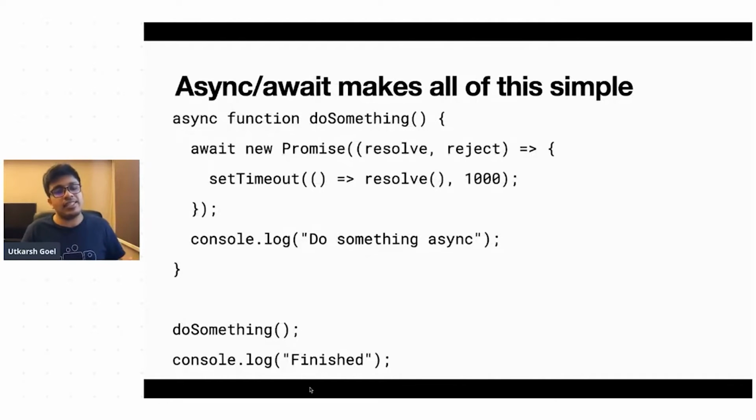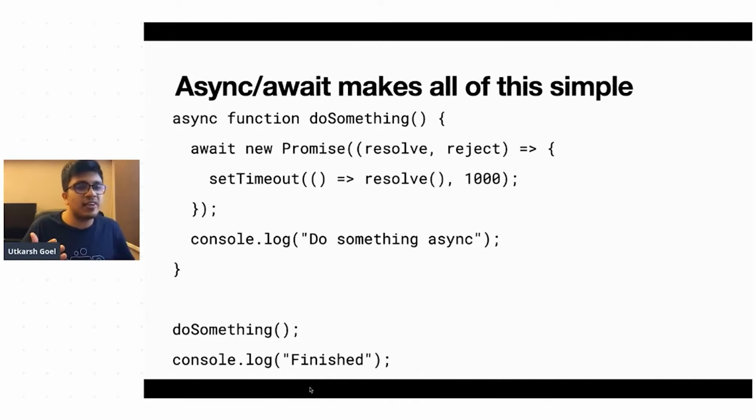And then finally, async await makes all of these things very simple, right? What this means is that you can define your own asynchronous function. Let me walk through this code with you to reiterate the idea of what's going on. Again, we define a function, do something, which is asynchronous. When do something is called, it awaits a new promise. What that basically means is wait for this new promise to get resolved.